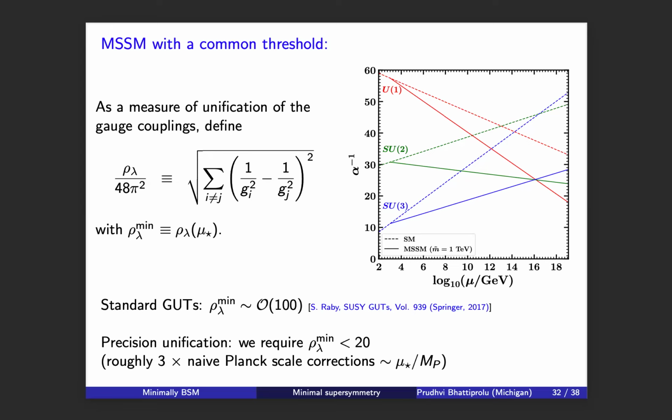For precision unification, we actually require rho lambda to be much, much smaller than the expected values in the SUSY GUTs. So we take that to be 20 just to be concrete. We can lower it or increase it, but just for demonstration, I'll choose this value. This value also corresponds to roughly 3 times the naive Planck scale corrections that you expect, which go like the unification scale over the Planck scale.